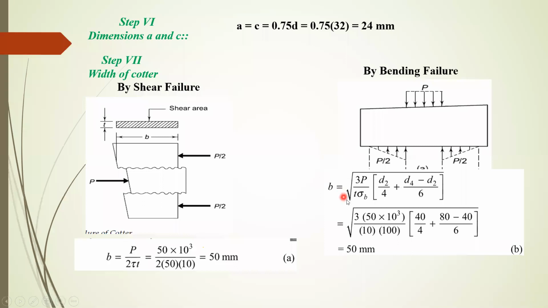So B is nothing but that value. By putting all these values here, I get the value of B as 50 mm. So by both ways we can get the value of 50 mm. So ultimately, from equation A and equation B, we select the value of 50 mm. That is the width of the cotter.